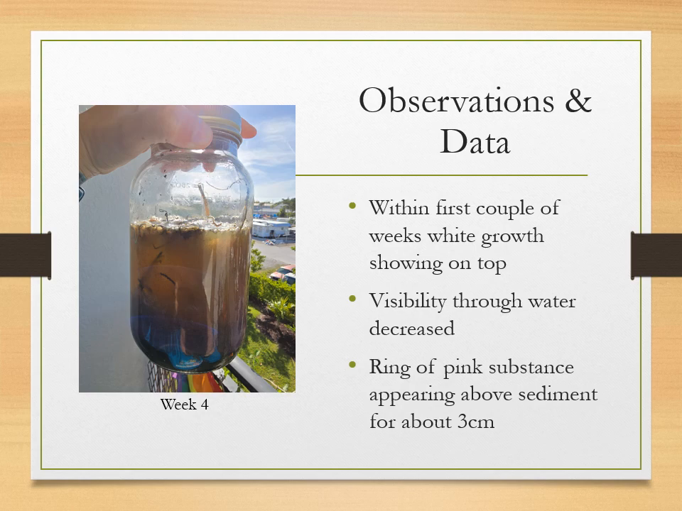Within a few weeks, I could see a white growth developing on top of the plants, and it was rapidly taking over the top layer. Visibility was also decreasing, and the water was becoming darker and harder to see through. There was a suspicious pink ring growing just above the sediment. It is hard to see in the picture here, but at first I had no idea what to make of it. I did not know what was to come.